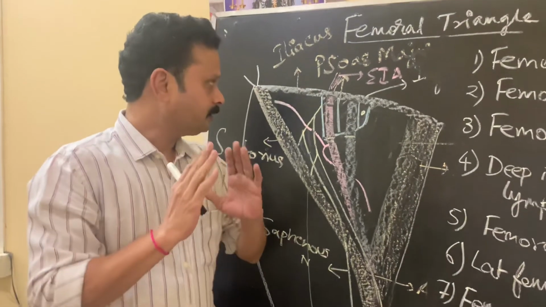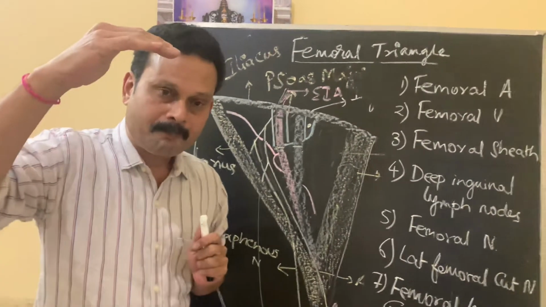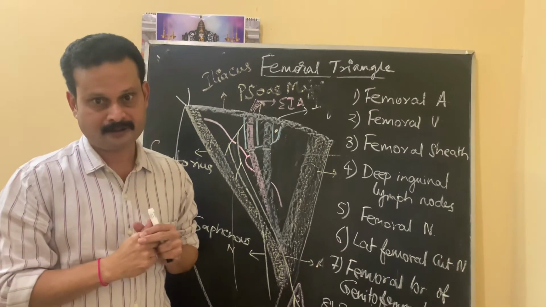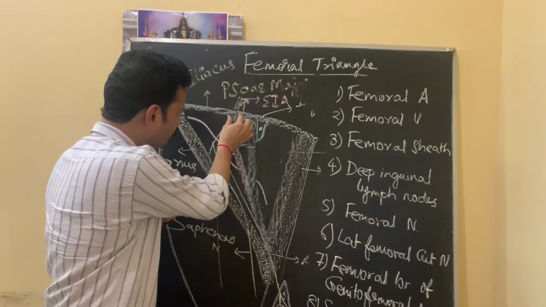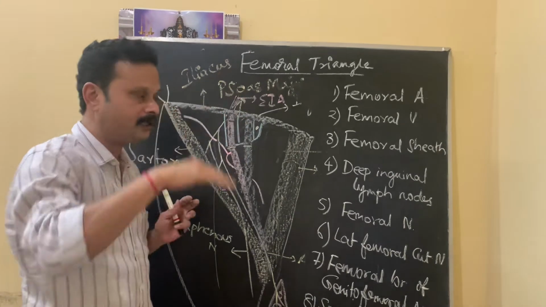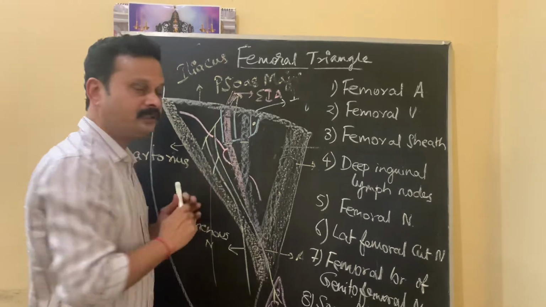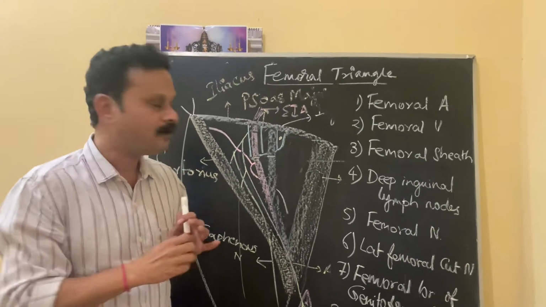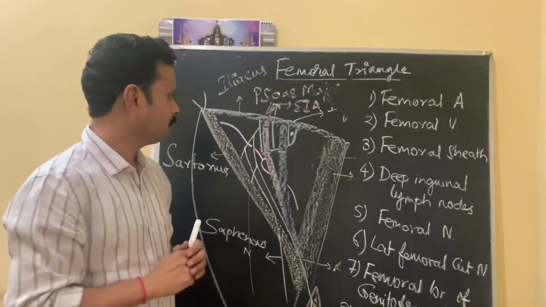Okay, this femoral sheath encloses the upper 3 to 4 centimeters of the femoral vessels. Laterally it extends more vertically, and medially it is short. That's why it is forming a funnel shaped sheath. This femoral sheath also blends with the tunica adventitia of the femoral artery as well as the femoral vein.